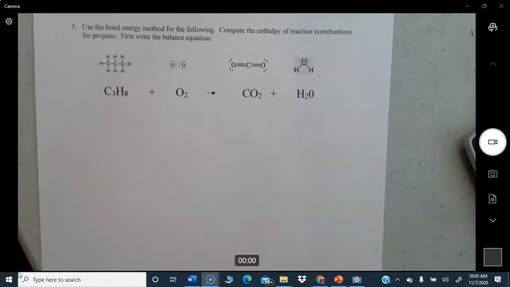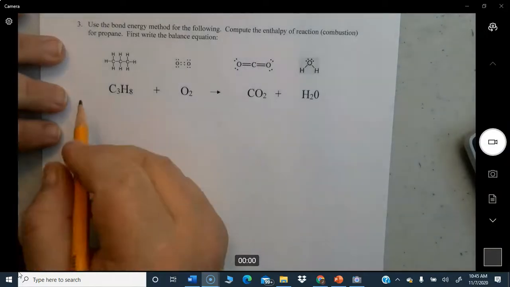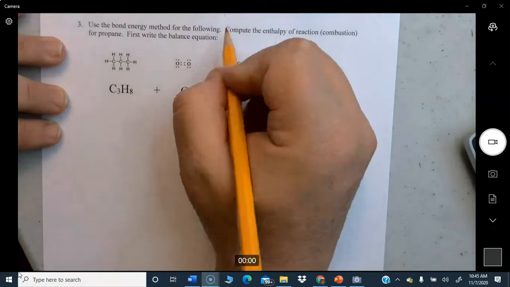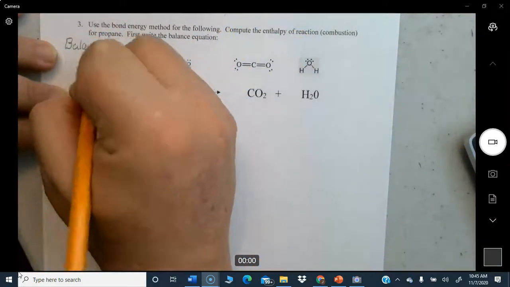Alright, so C3H8, again, that is propane. Alright, so here we go on this one. First of all, you have to balance the equation. Let me write that up here, balance. If you don't balance it, you've got to go back and do that.